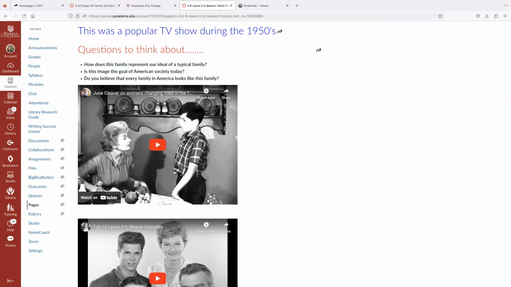Leave It to Beaver was also another very popular TV show during the 1950s, and that show depicted the ideal family and what we were supposed to live up to. Their homes were immaculately cleaned. The mother was always at home and prepared meals and took care of the house. Now I want you guys to notice again the pearls on June Cleaver.